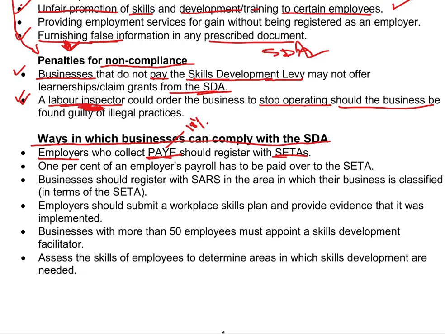This is simply like that, ways in which a business can comply with the SDA. So the first point, they are saying employers who collect PAYE should register with SETAs. It means that there is a specific percentage there that the company must be making so that they can register for SETA. So, did you understand this one?